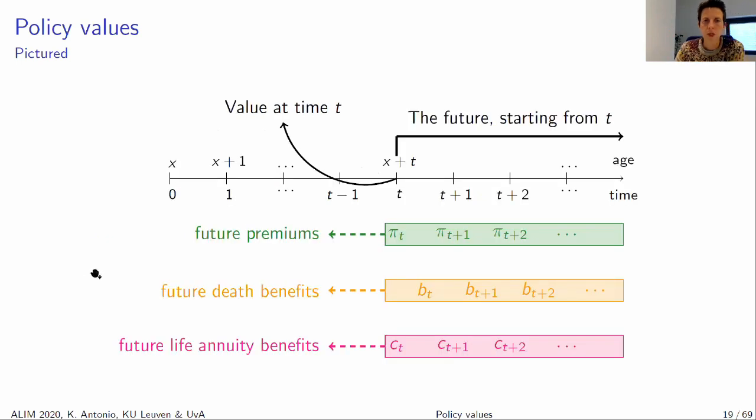So here is a different picture. We put ourselves now at time t. We want to value at time t, and we look at the future starting from t on. So that means we've got a policyholder aged x plus t at that time. We are at time t, and these are the cash flows that we want to take into account. I like to picture it like this, at least with a simple alive-dead model. I think that's a good way to visualize this concept of a policy value calculated at time t.